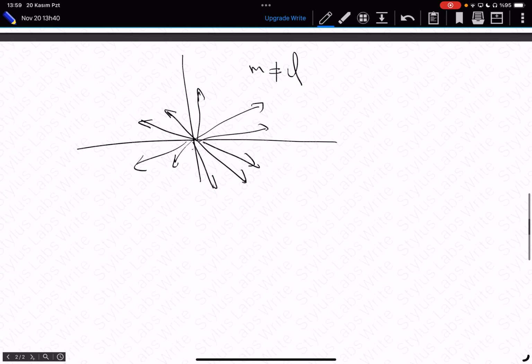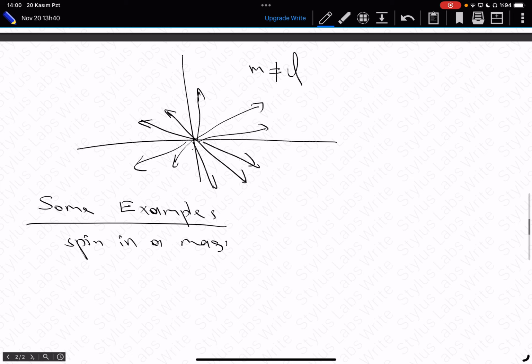So let's do some examples with this density matrix. We will do it, but not the first example that we will do. That will be the second one. That will be the third one. There is an even simpler system: spin in a magnetic field.